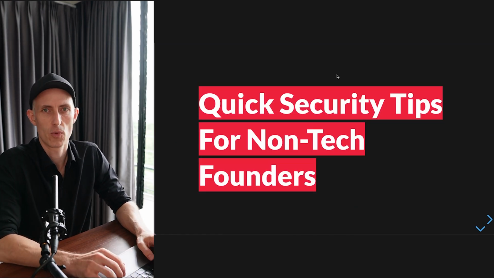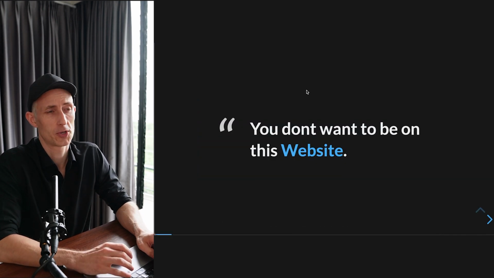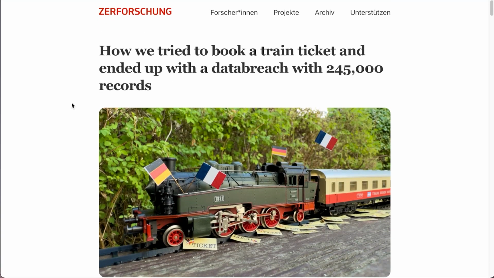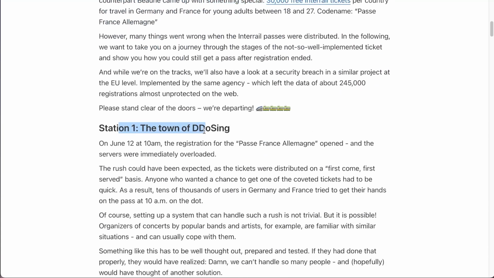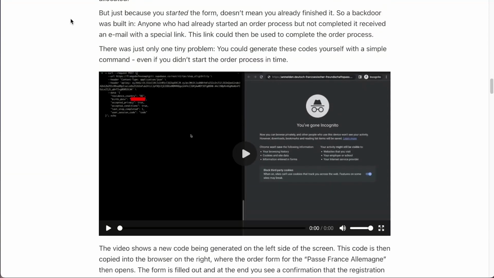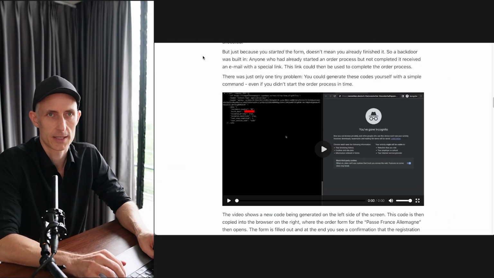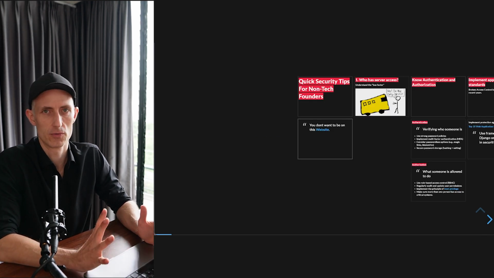And I think anyone who's starting any kind of software business should know at least these basics, because you actually don't want to end up on this website here, like the French-German Interrail, where they wanted to sell a lot of tickets but got a lot of problems with their server, went down, and then they had security incidents by this website just uncovering everything. So these basics we can take care of, and it's actually not that hard if you use the proper tools.